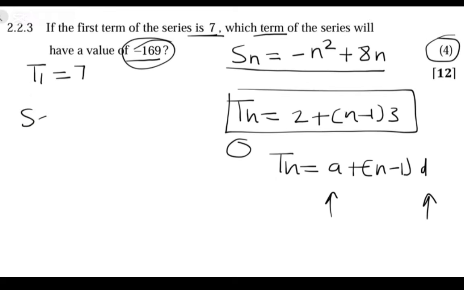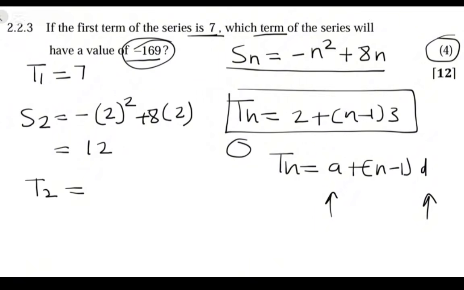If we can find the sum of 2 terms, then we're going to substitute 2 into this formula, plus 8. We substitute 2, and if you work this out in your calculator, you're going to get 12. Perfect. Now that we have the sum of 2, to find term number 2, we're going to say sum of 2 minus sum of 1. The sum of 2 is 12.